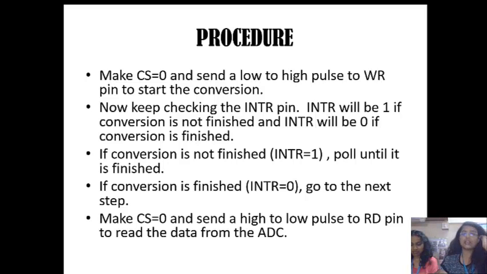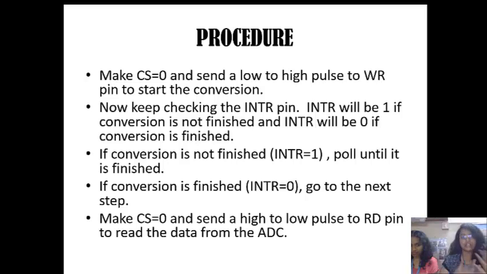Here we are basically making CS equal to 0. CS is very important to be 0 for the procedure to start. Now we need to give a low to high pulse to WR for the conversion to start. Always remember, it's always a low to high pulse for the WR, and it's always a high to low pulse for the read signal. Now we are going with the interrupt pin. The interrupt pin will always be 1 if the conversion is not finished. So in the process of the conversion, the interrupt pin will be 1. As soon as your interrupt pin is 0, it means your conversion is finished.